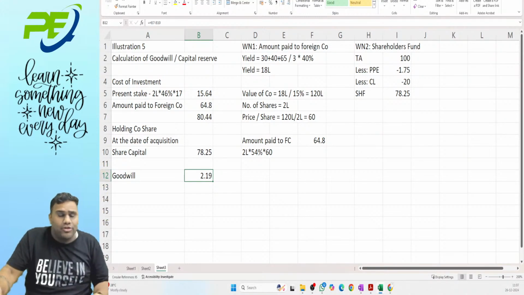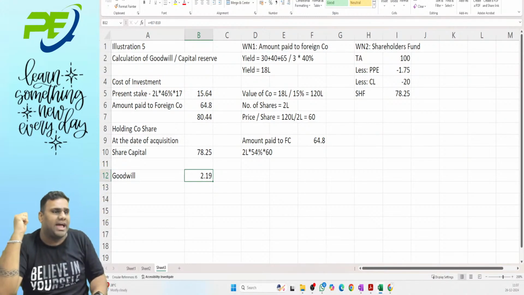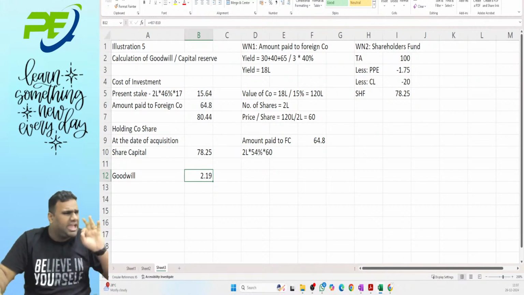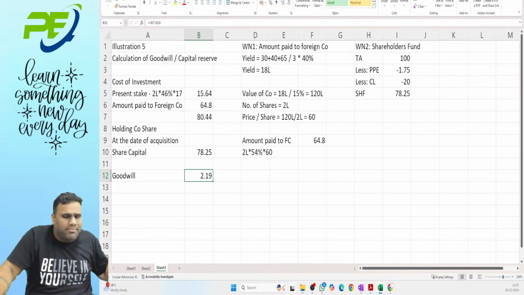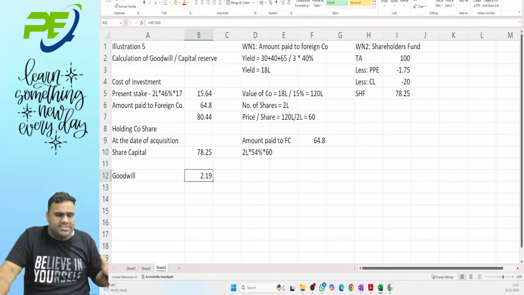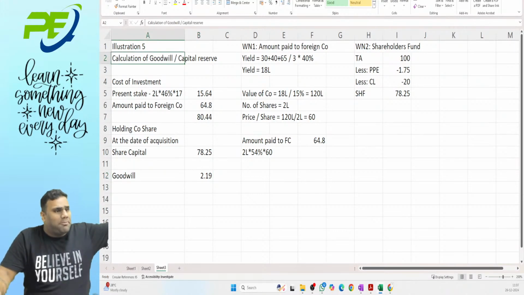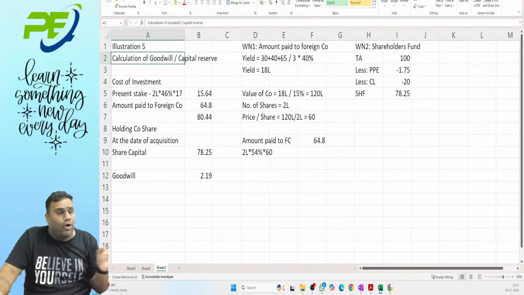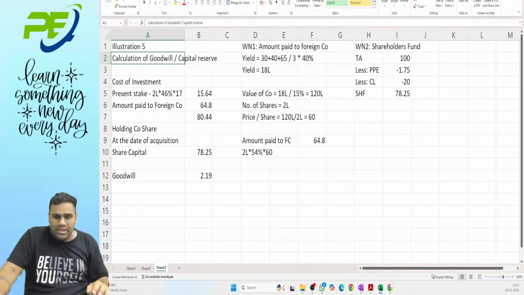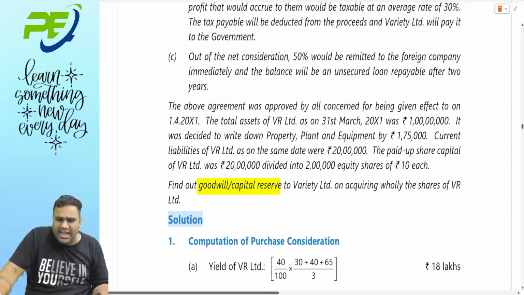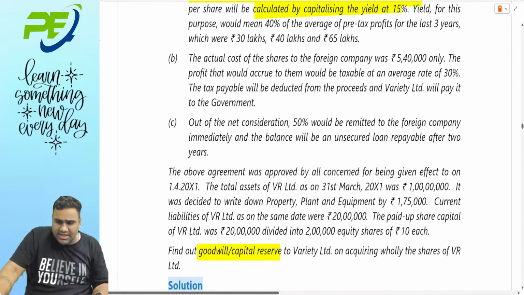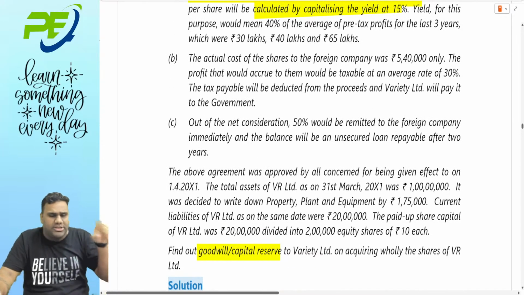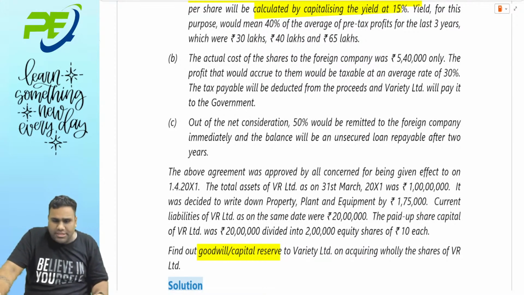Problem over. So see how different ways they can ask the problem. It's the same calculation. We are playing around the same numbers. From first problem till illustration 5, goodwill or capital reserve, am I comparing the same two numbers? Yes, but how we calculate those two numbers is different in different problems. Now, problem over. But at the last they spoke about tax, they spoke about 50%.